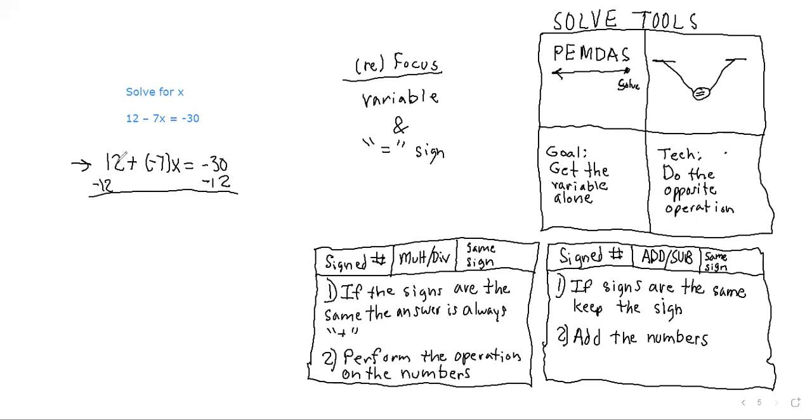Okay, so now we simplify. So plus 12 minus 12 is going to be 0. We just end up with minus 7 times x equals. And now we're going to simplify this.